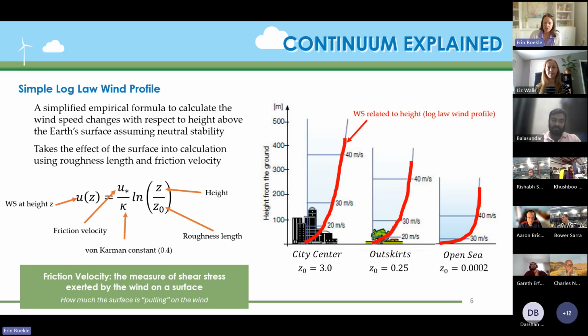And then we've got that friction velocity divided by a constant, this von Karman constant, which is 0.4. And then those two variables at the end: we have our height z, the height at which we want to see what the wind speed is, divided by our roughness length. So that's where this roughness length starts to come into play, how the surface is impacting what the wind is doing in the vertical.